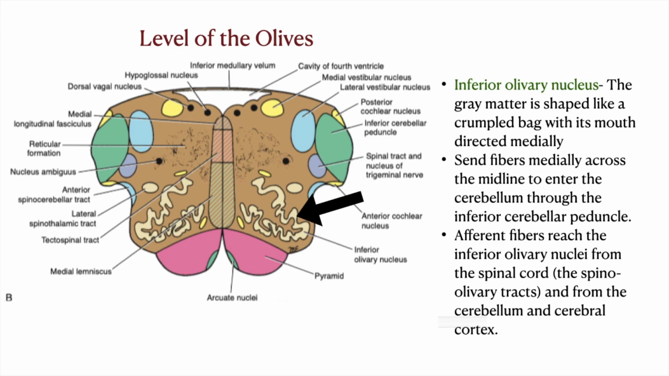At the level of the olives, you have the inferior olivary nucleus, which is a gray matter shaped in the form of a crumpled bag with its mouth directed medially. It sends fibers medially across the midline to enter the cerebellum through the inferior cerebellar peduncle. Afferent fibers reach the inferior olivary nuclei from the spinal cord and from the cerebellum and the cerebral cortex.